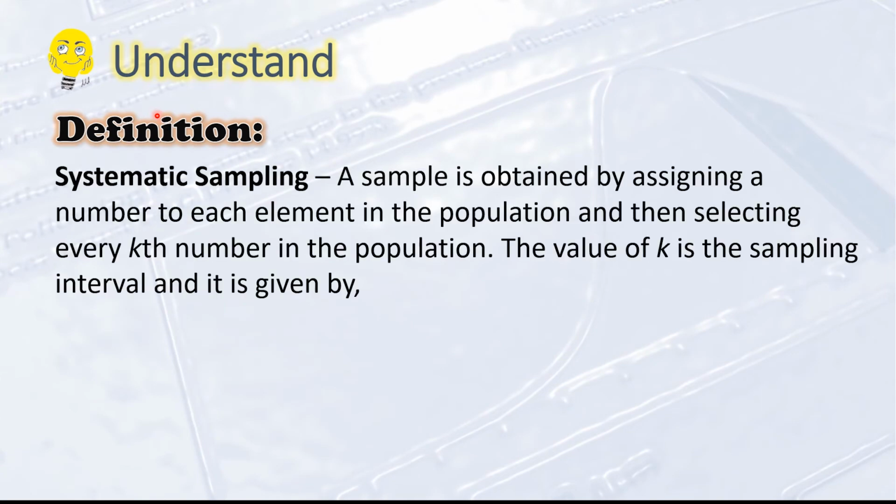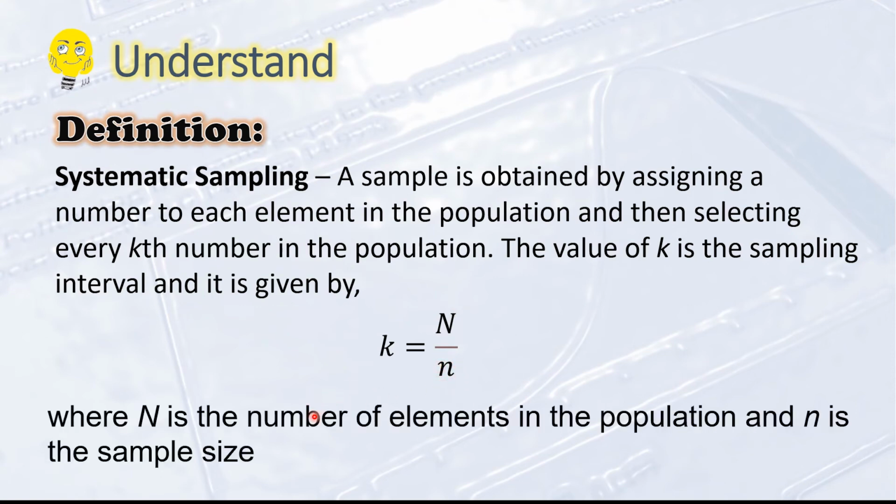The next method is the systematic random sampling. A sample is obtained by assigning a number to each element in the population and then selecting every kth number in the population. The value of k is the sampling interval, and it is given by k is equal to capital N divided by small n. In here, capital N is the number of elements or members in the population, and small n is the sample size. Let us have an example.